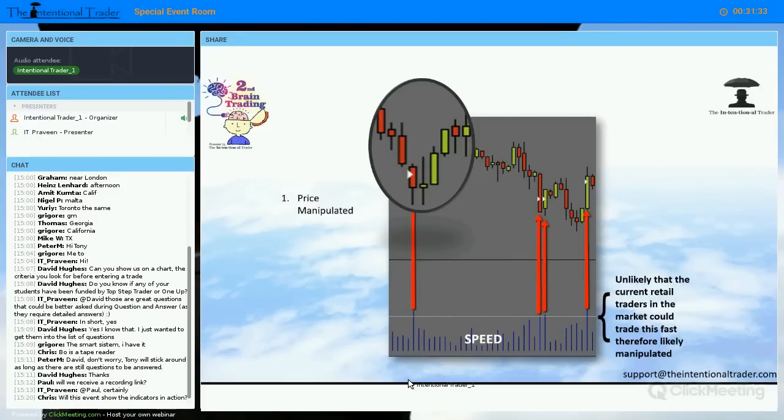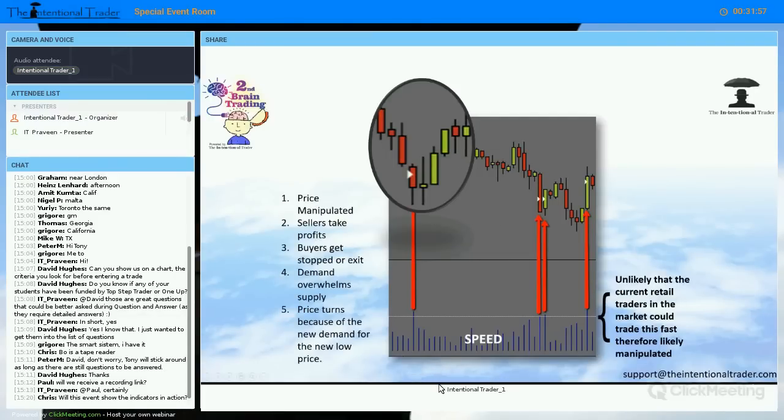So price is being manipulated. That's one thing we know. Sellers are going to start taking profits here, which is one of the reactions to price manipulation. People start seeing that there's a good opportunity to take profits because price moves a long way very quickly. Buyers are getting stopped out or exiting. Demand overwhelms supply. Whammo. Price turns because there's new demand at the new low price. There are people waiting down here for this new low price, and they feel like this is a value area where they want to buy, and price bounces up again. Okay?